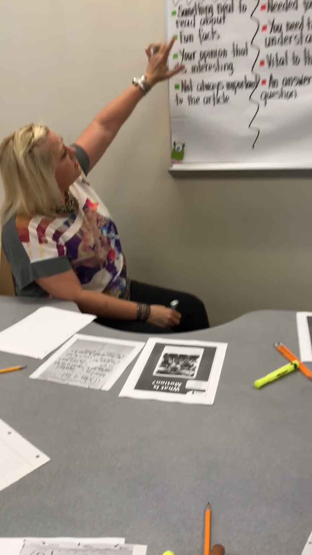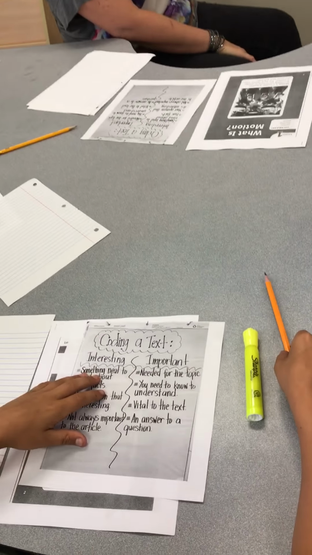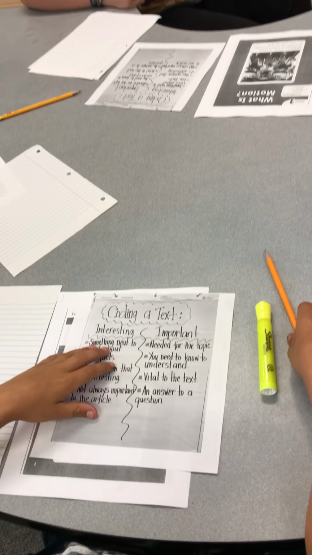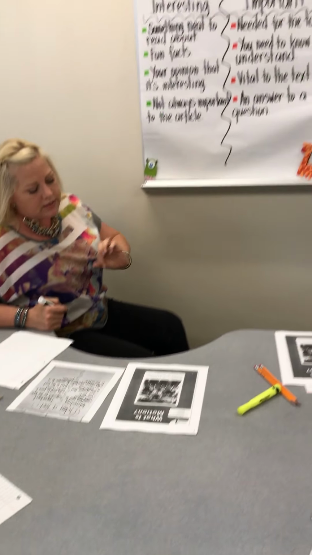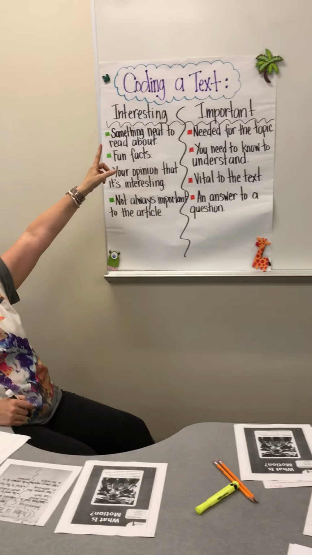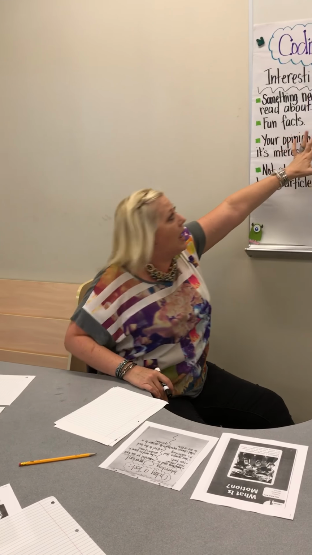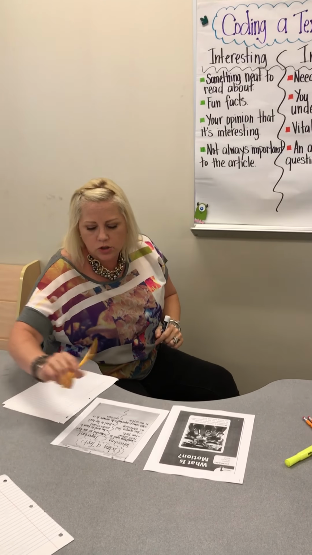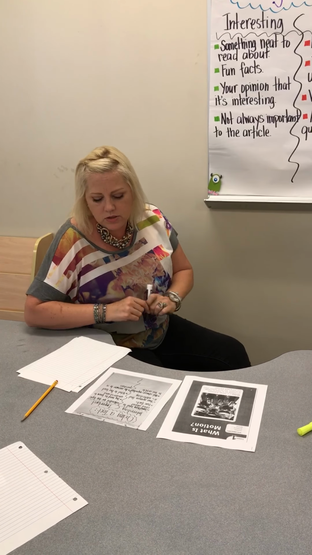when we code the text, we need to decide how we want to code it. So when we code something, we're going to highlight it, and then we're going to write down whether it's IN for interesting or IM for important. And so we'll annotate that just right next to the passage that we highlight.